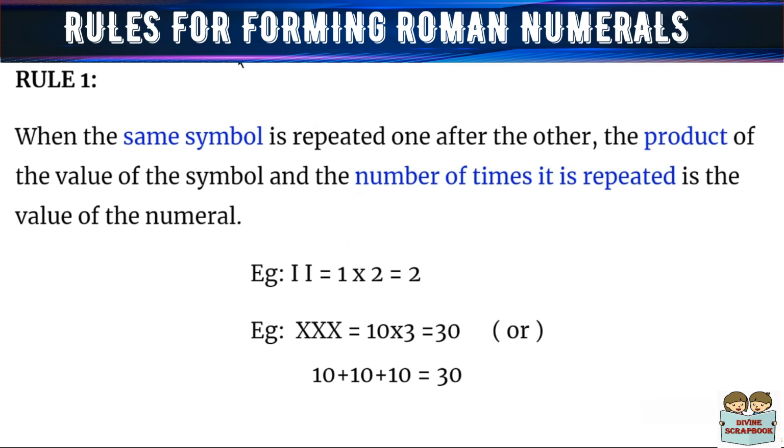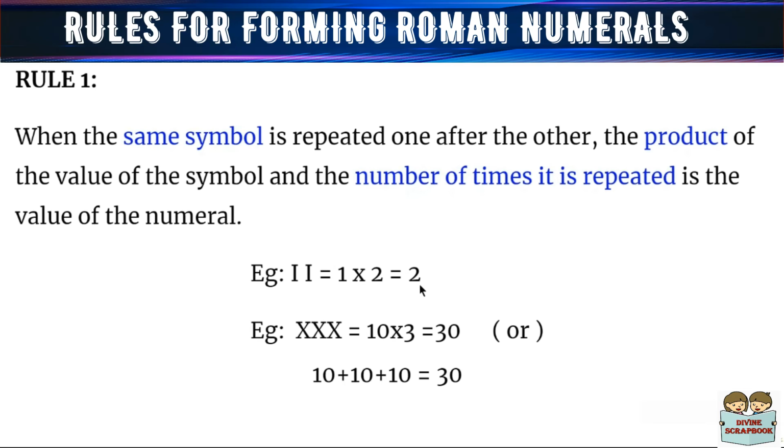Now let's talk about the rules for forming Roman numerals. The first rule, when the same symbol is repeated one after the other, the product of the value of the symbol and the number of times it is repeated is the value of the numeral. For example, 2 is II. Here I is repeated twice and value of I is 1, in Roman numeral. So we have to multiply 1 with 2 as I is written twice here. 1 multiplied by 2 is 2. So the value of II will be 2.